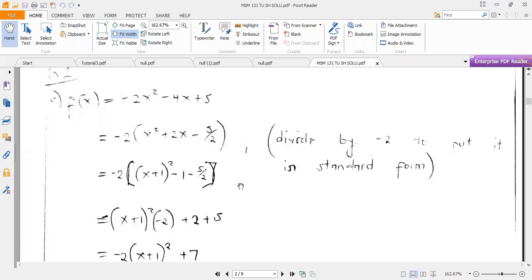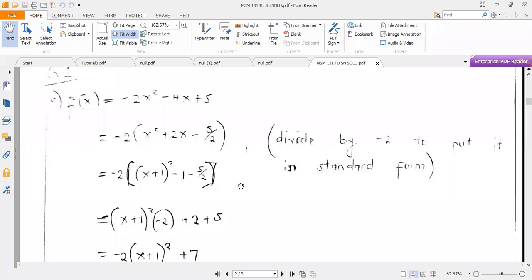All right, so f of x is equal to -2x squared minus 4x plus 5. The first thing there, we need to make it into standard form, where the coefficient of x squared is supposed to be 1. For us to make the coefficient of x squared 1, we are supposed to divide by -2 so that we put it in standard form. If we divide by -2, we make sure that we divide everything by -2.